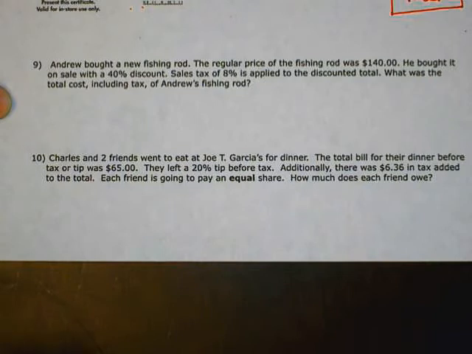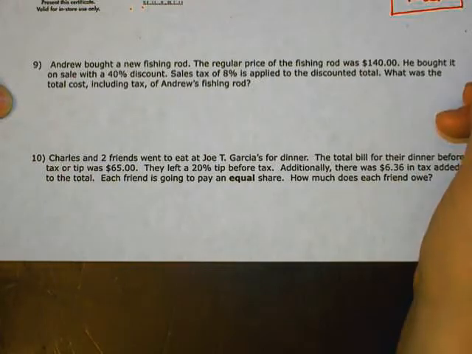Now let's take a look at number 9. Andrew bought a new fishing rod. The regular price of the fishing rod was $140. He bought it on sale with a 40% discount. Sales tax of 8% is applied to the discounted total. What was the total cost, including tax, of Andrew's fishing rod?